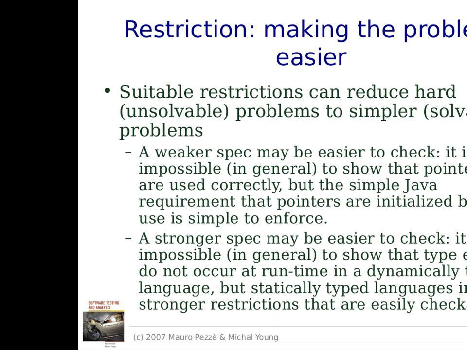It's impossible in general to show that pointers are correctly used. But in Java, that pointers are initialized before use is simply enforced. In other words, that's a good example. In C++, pointers are never initialized. In Java, a pointer is.